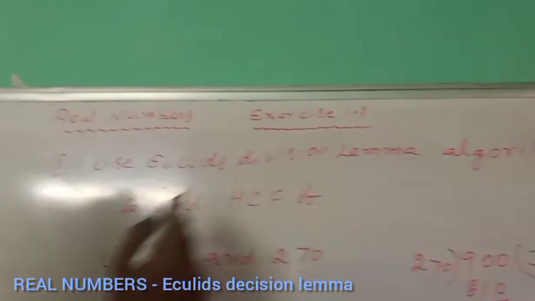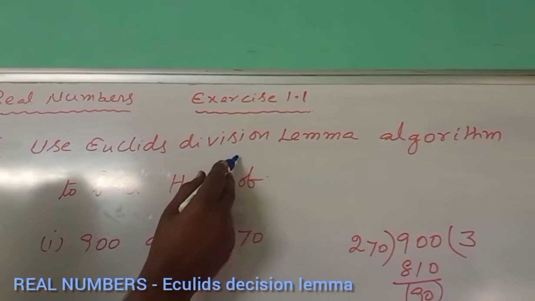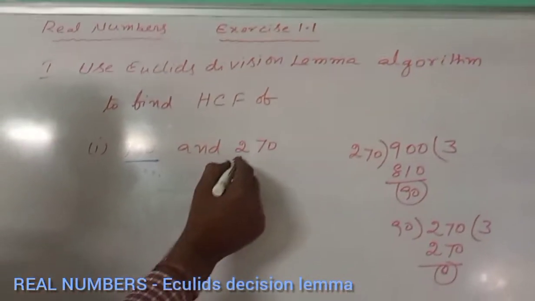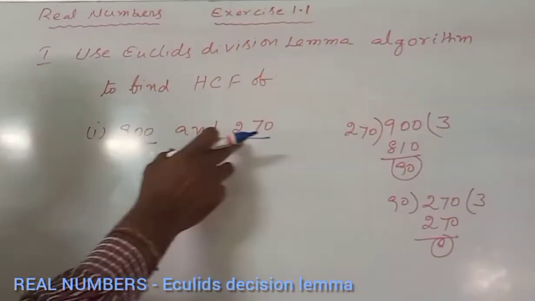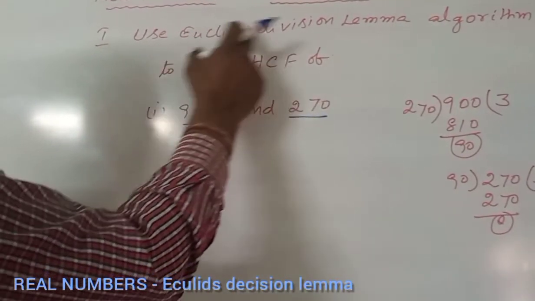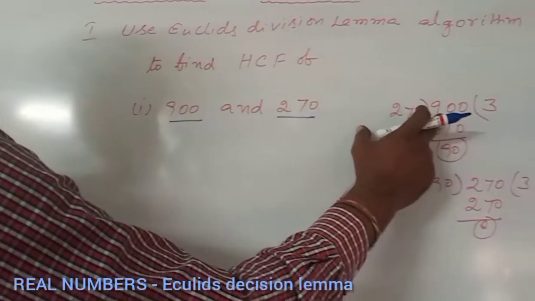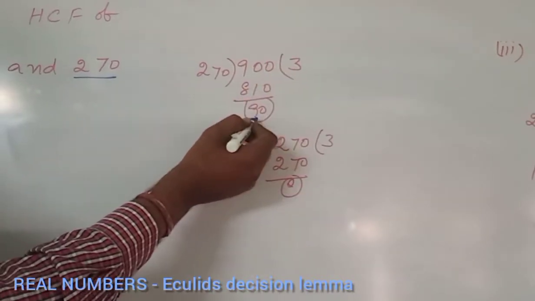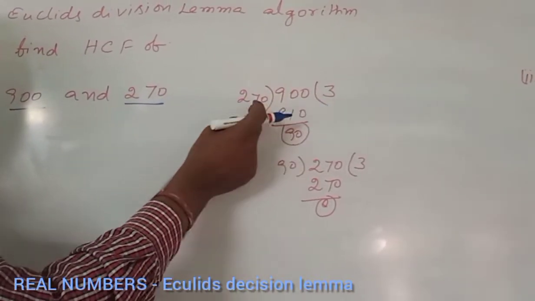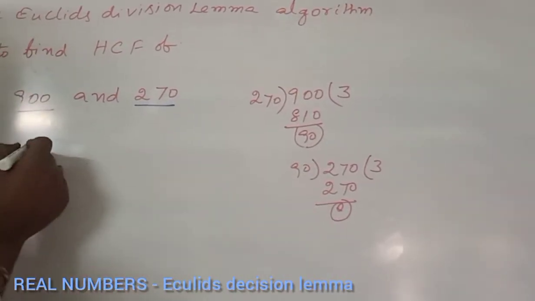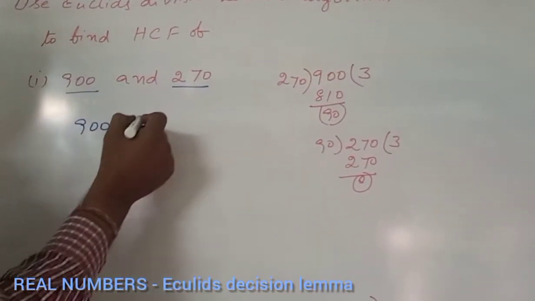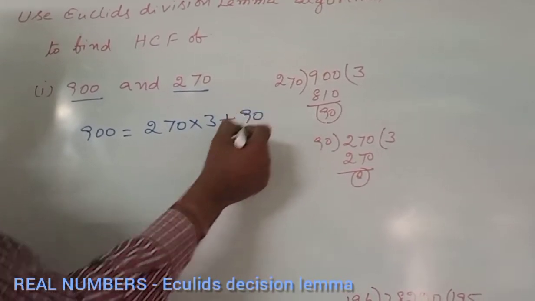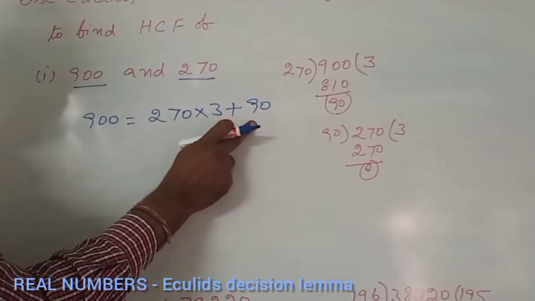Exercise 1.1. Use Euclid division lemma algorithm to find the HCF of 900 and 270. 900, 270, use Euclid division lemma. 270 goes into 900 how many times? 3 times, 810, remainder 90. Dividend equals divisor into quotient plus remainder, so 900 is equal to 270 times 3 plus remainder 90. Here the remainder is not equal to 0.